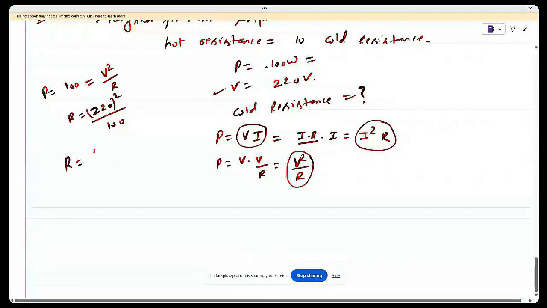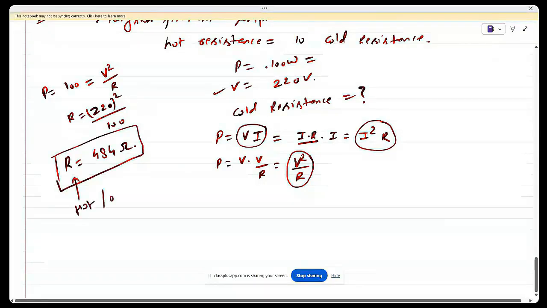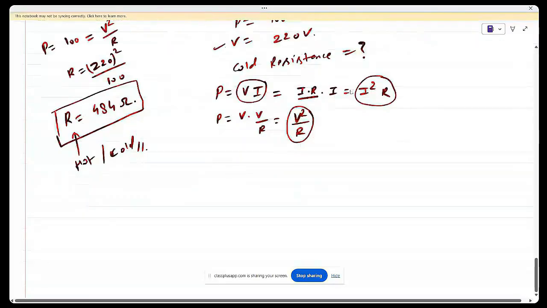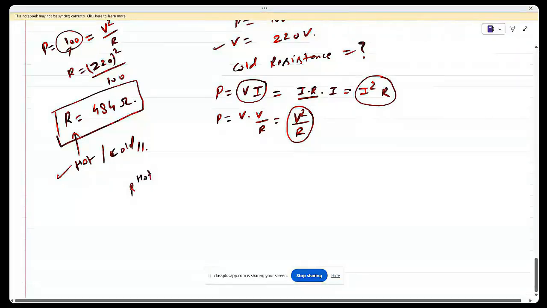Now tell me, this resistance what you have calculated, will you say the hot resistance or cold resistance? What will you say to this resistance? Drop the message in the chat box whether it is hot or cold. So definitely, power is the quantity which is being dissipated in the bulb when it is being used. Used means what? Hot. So this resistance which we have calculated with the help of power means this is hot resistance, and its value is 484 ohm.